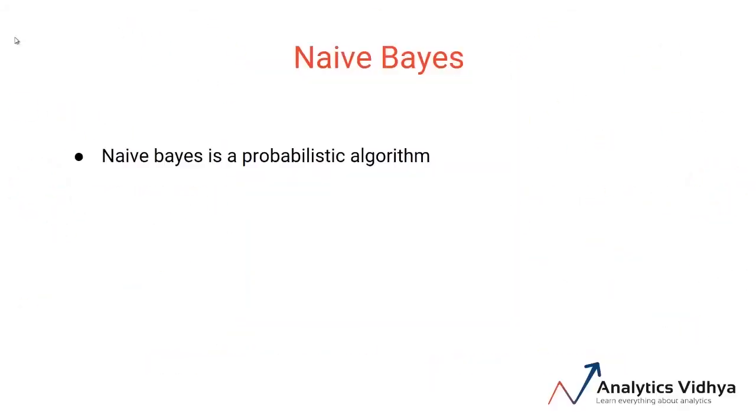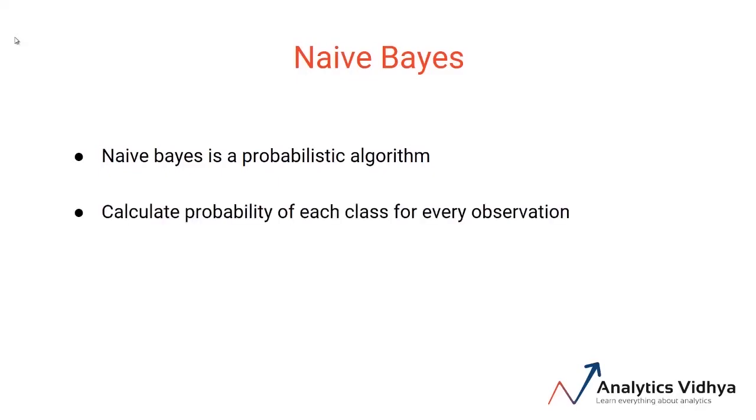Naive Bayes is a probabilistic algorithm, and in this case we try to calculate the probability of each class for every observation. So for example, if we have two classes, class 1 and class 2, for every observation, Naive Bayes calculates the probability that the observation belongs to class 1 and the probability that the observation belongs to class 2. Whichever probability is higher is selected as the class for the observation.